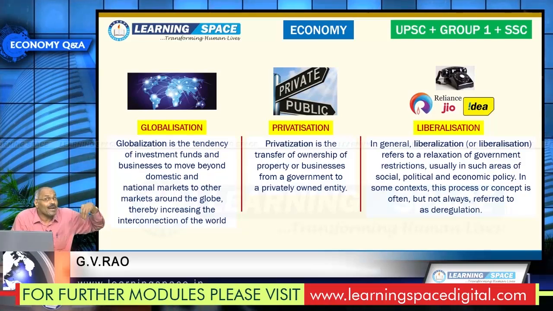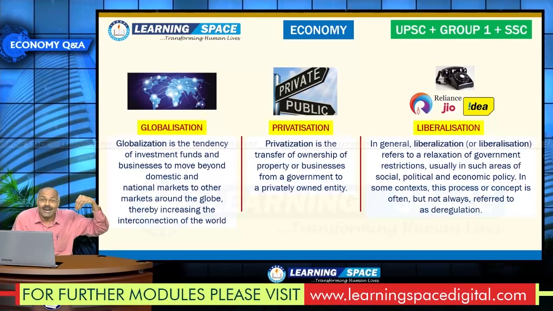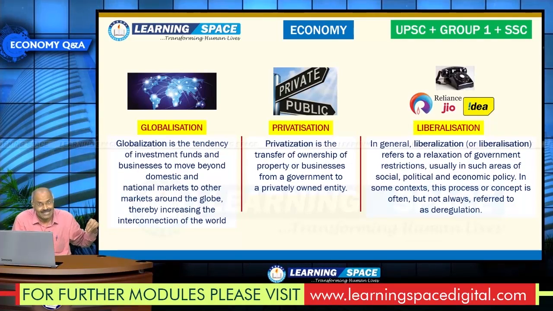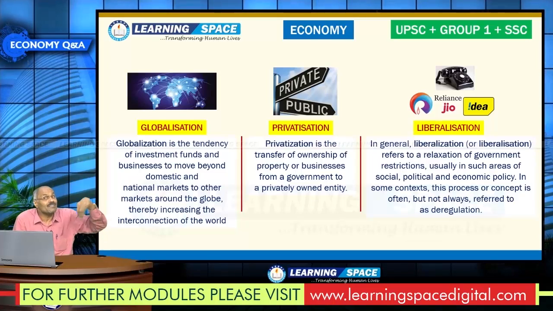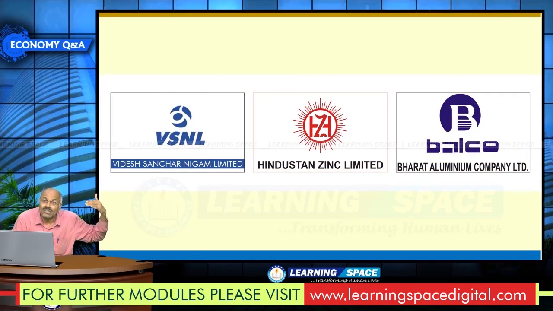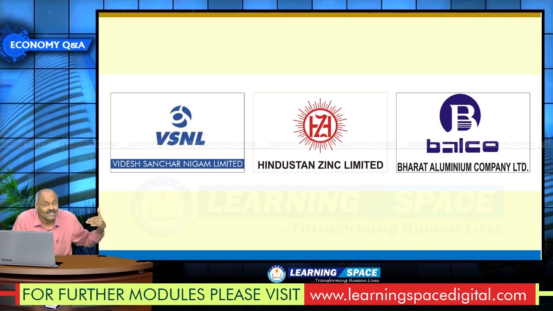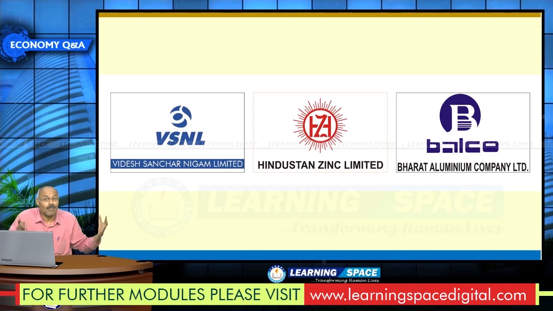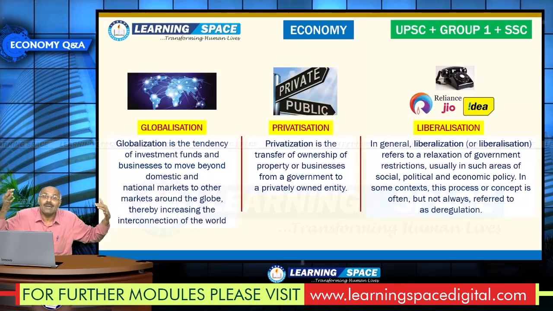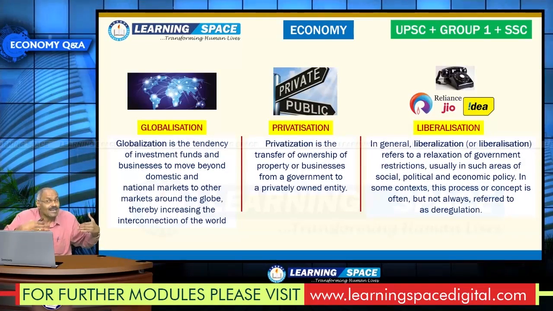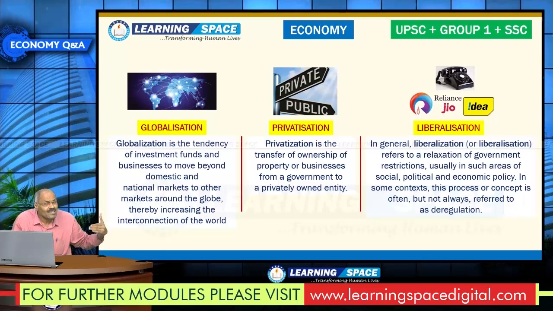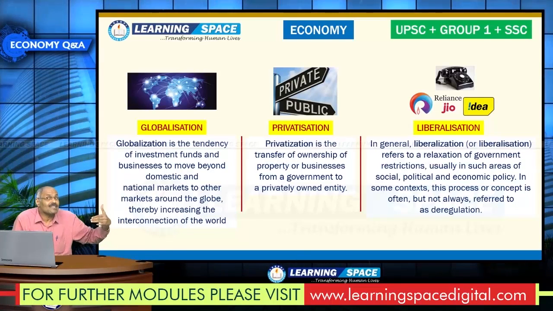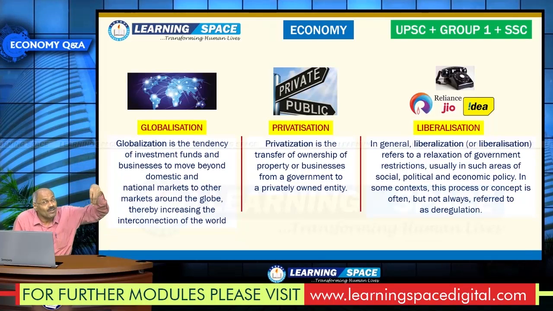We have followed the new economic policy from 1991, but in privatization, we are successful only up to some extent. Very few organizations were privatized. Examples: Videsh Sanchar Nigam Limited is one example. One more example is Hindustan Zinc and Bharat Aluminium Company, or Balco. These are some examples, but major public sector giants are still controlled by the Government of India, and you can say that in privatization, our success is limited after the new economic policy.